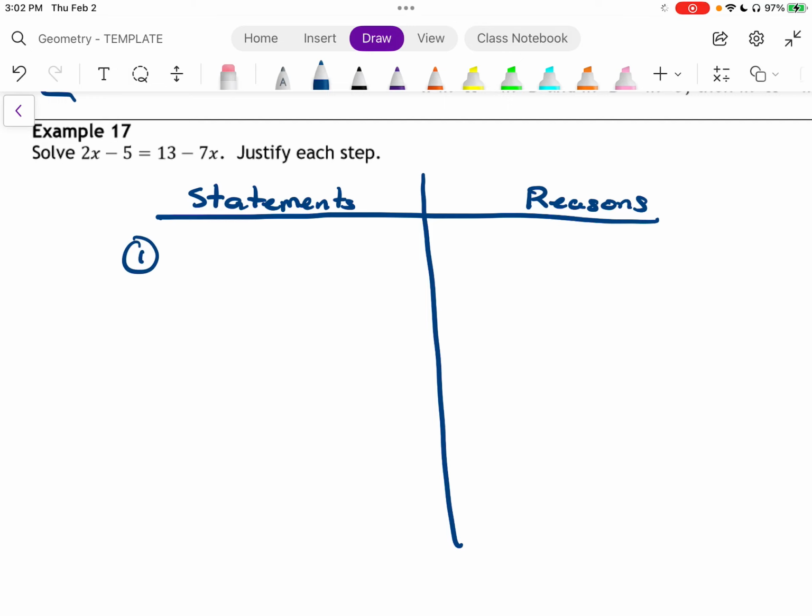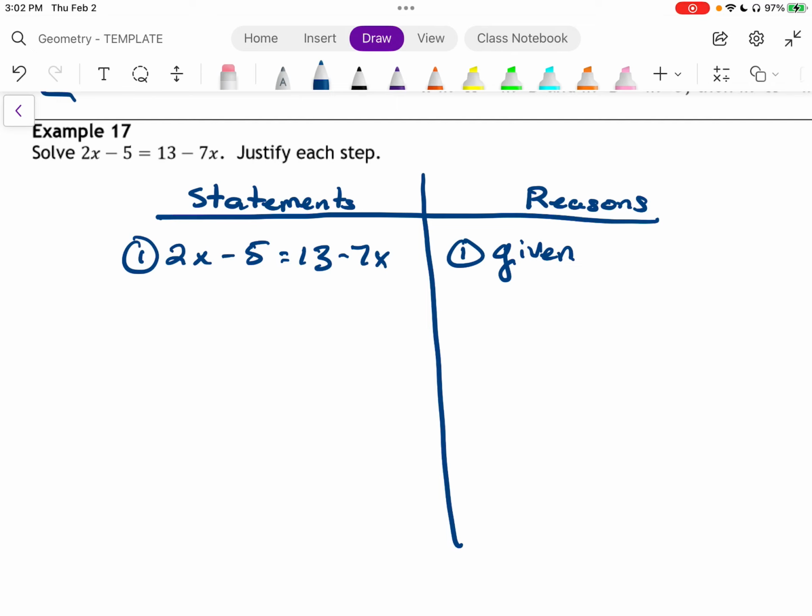So step number one, is to copy down the problem. So we're going to say, well, it's 2x minus 5 equals 13 minus 7x. Well, our first reason then, we're not going to say copy down the problem. We're going to say it's given. Right, that was our first given. That was our problem. Now we think about how do we go about solving this?